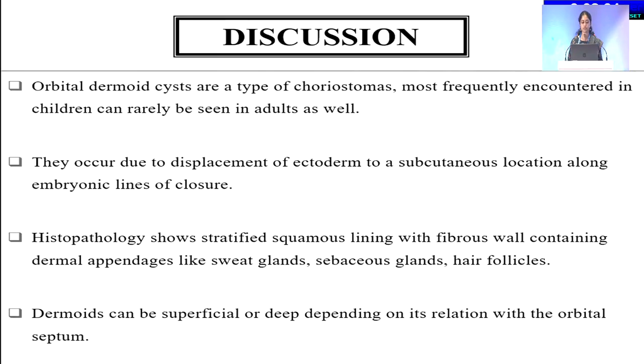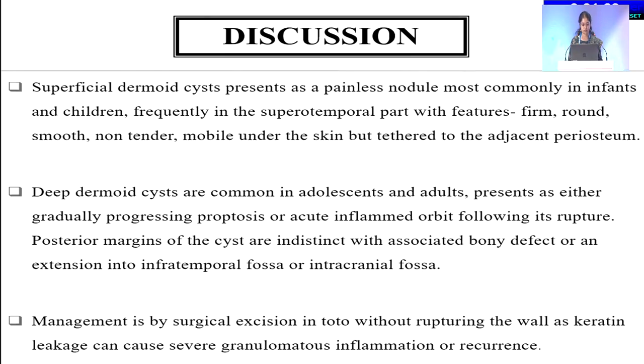Coming to the discussion part, orbital dermoid cysts are a type of choristoma, most frequently encountered in children, but can be seen in adults as well. They occur due to displacement of ectoderm to a subcutaneous location along embryonic lines of closure. Histopathology shows stratified squamous lining containing dermal appendages like sweat glands, sebaceous glands, and hair follicles. Dermoids can be superficial or deep depending on their relation to the orbital septum.